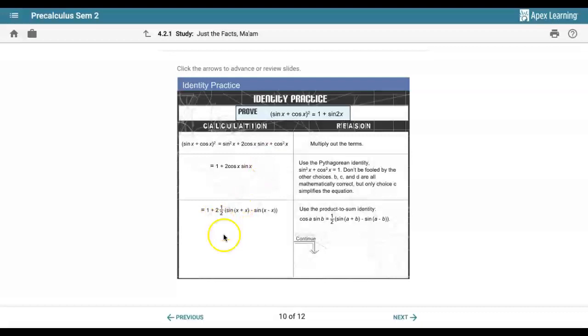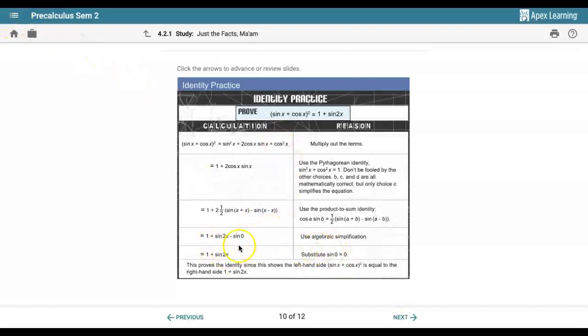And if I use the product to sum identity of cosine and sine, I can rewrite it as this. Then by using algebraic simplification, we get to this step here. And then obviously sine of 0 gives us 0 there. Once we've gotten to this point, we've got it in the same form, and that proves this.